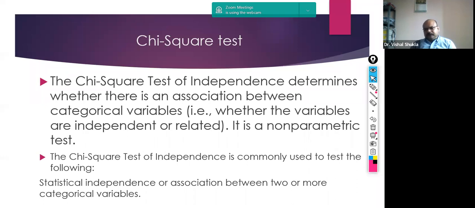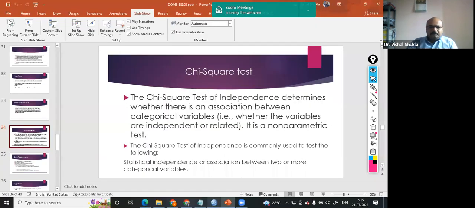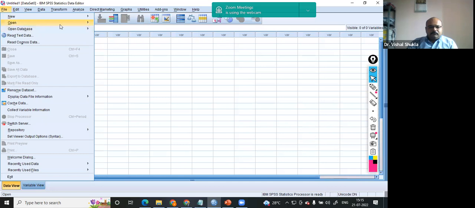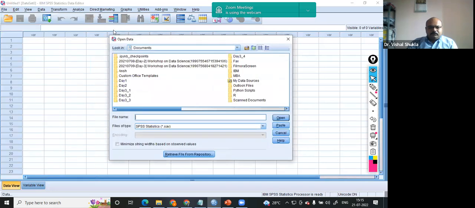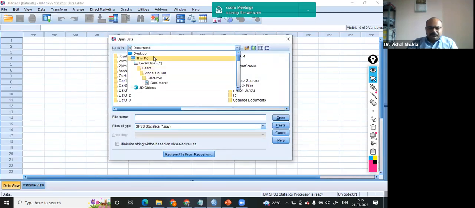In that case also we can use this chi-square. But the only limitation, please keep in mind, is that the minimum frequency for each of the cells should be 5. If the minimum frequency is less than 5 in any of the cells, then chi-square statistics won't be computed. So let's do one chi-square test. Open the file, that sample data set.